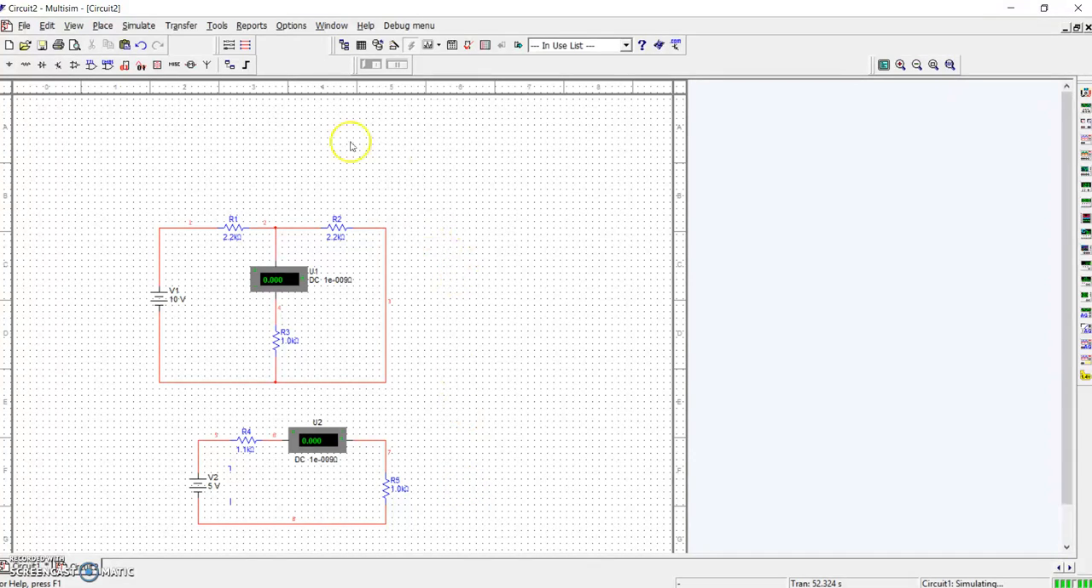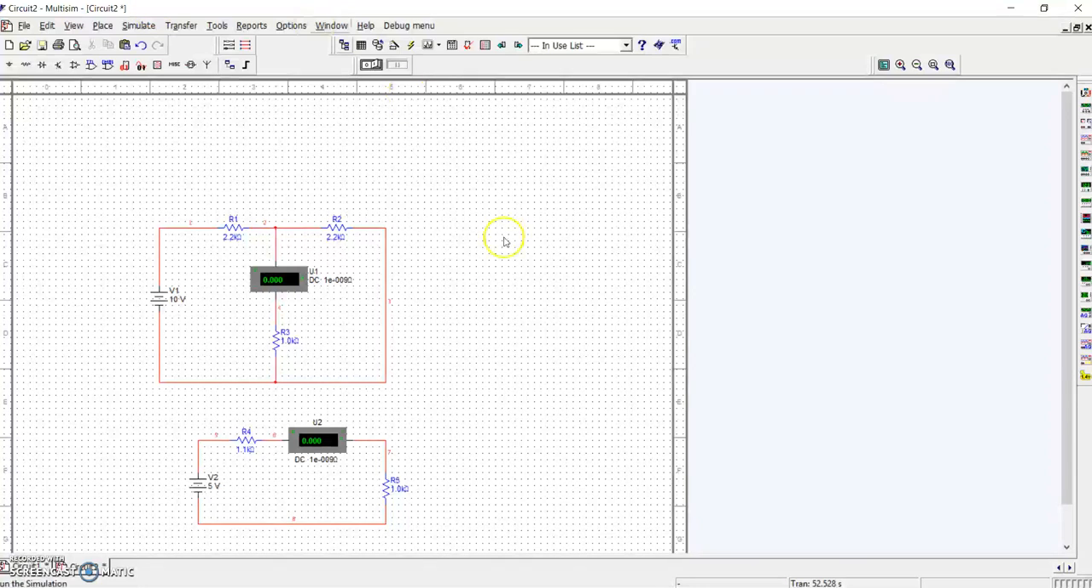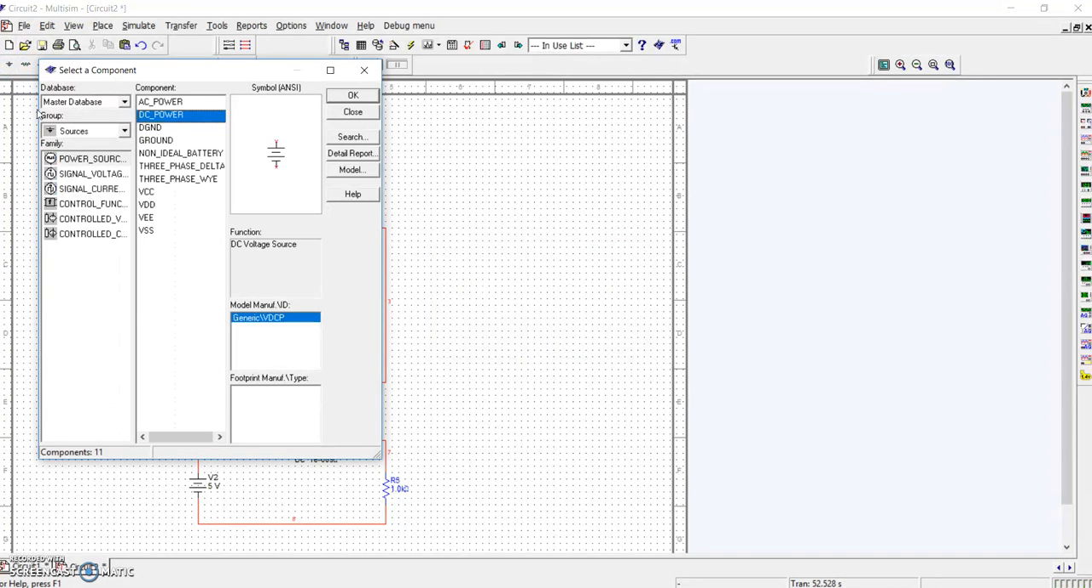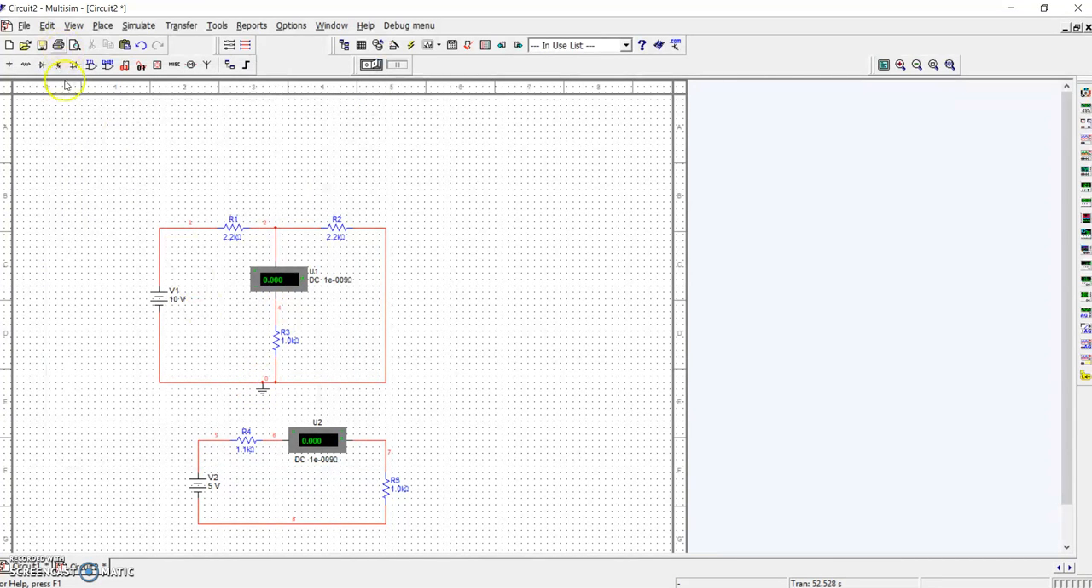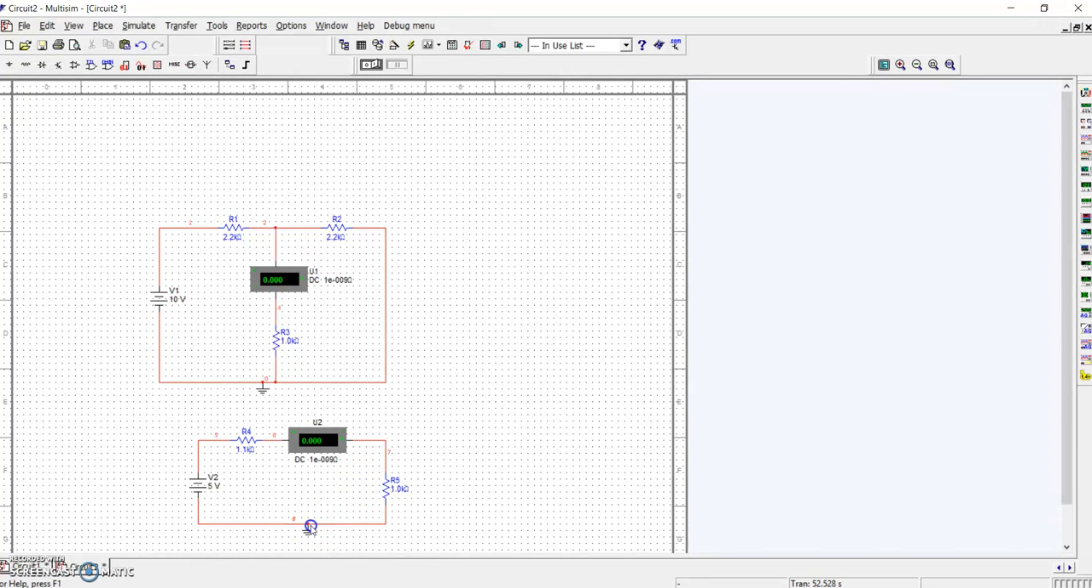And now we have to simulate the circuit by clicking on this run. So we need to place a ground for the circuits, ground, and now run the simulation.